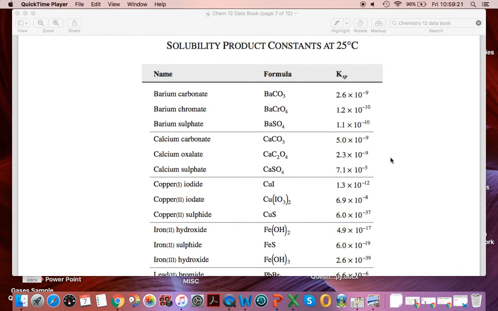If you're doing a textbook question, it will have Ksps and it may have it for other compounds, but these will be at the back of the book as well, and for textbook questions, use the chart at the back of the book.